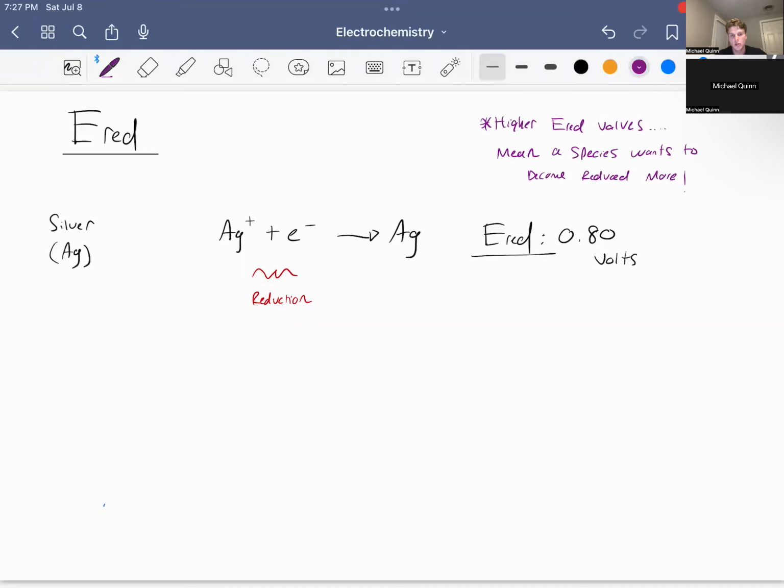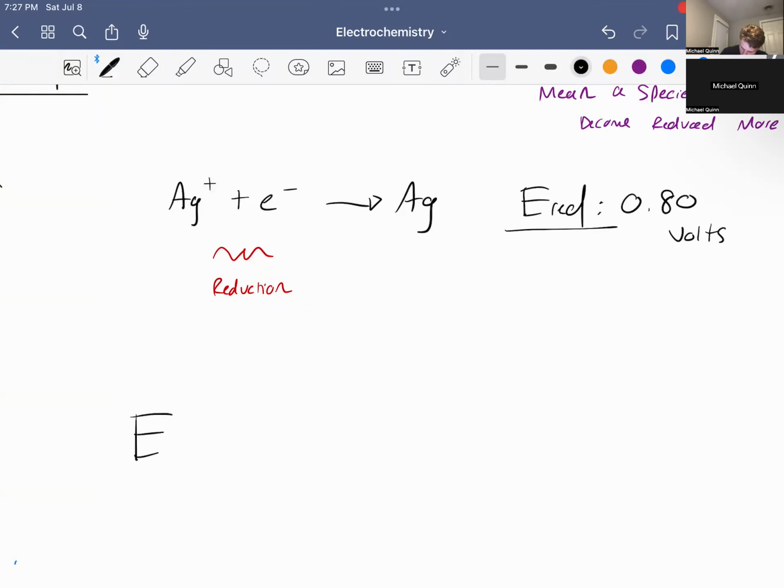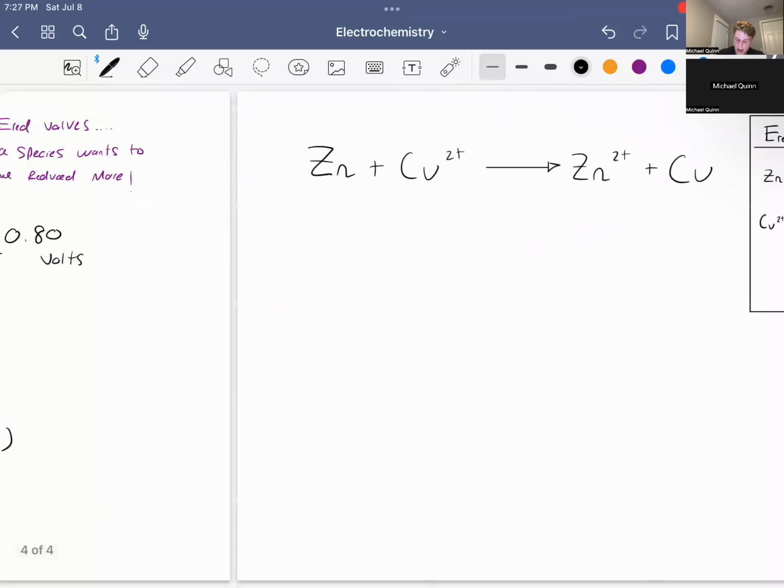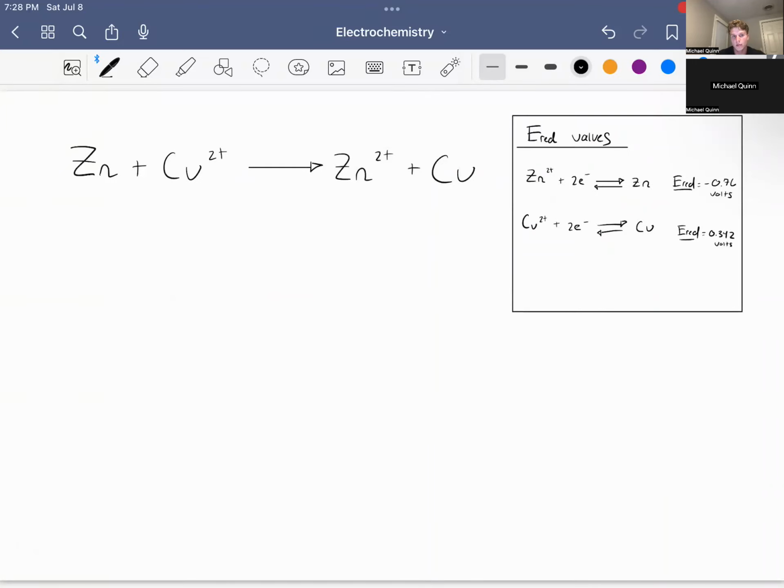So how can we use this to solve for the E cell of a reaction and tell us whether an electrochemical cell is going to proceed spontaneously or not? Well, what we can do is say that the overall E cell is equal to the reduction potential of our cathode minus the reduction potential of our anode. So if we are met with a reaction like zinc plus copper 2 plus goes to zinc 2 plus copper, how can we decide whether this reaction is going to proceed spontaneously or not?